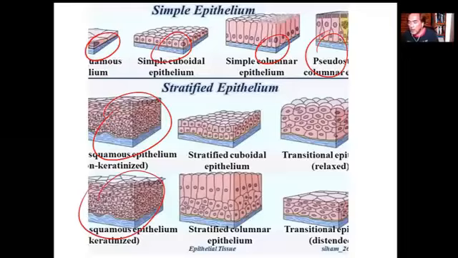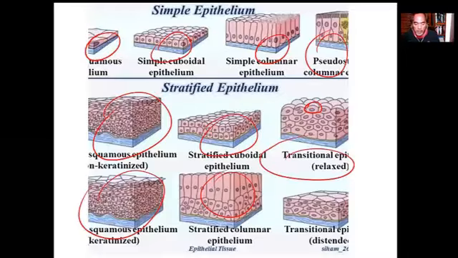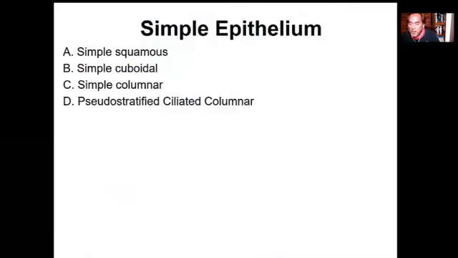Stratified cuboidal is about 2 layers of square-looking cells, as wide as tall. Stratified columnar is going to be more than 2 layers, usually 3 layers of cells, and the top layer is taller than wide, okay. And then transitional is where the top layer of cells is bigger compared to the bottom, okay, that's going to be a transitional, and you should be able to know where those examples are going to be, okay. So let's take a look at simple epithelium.